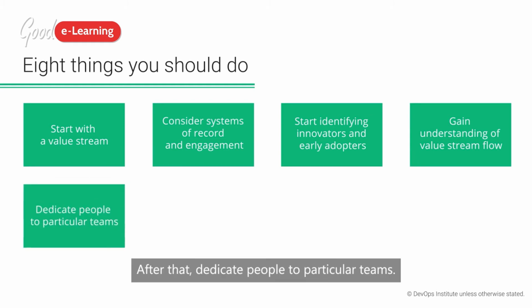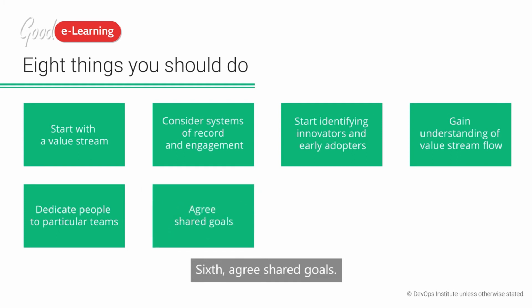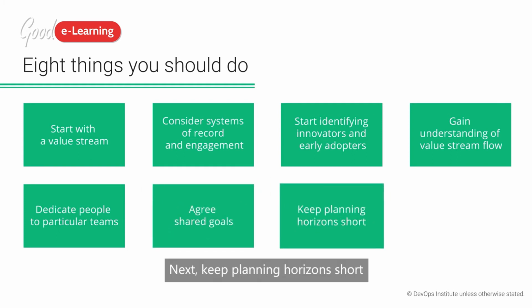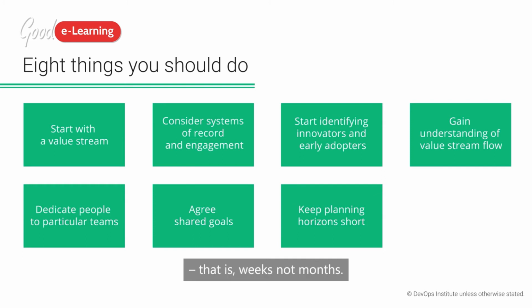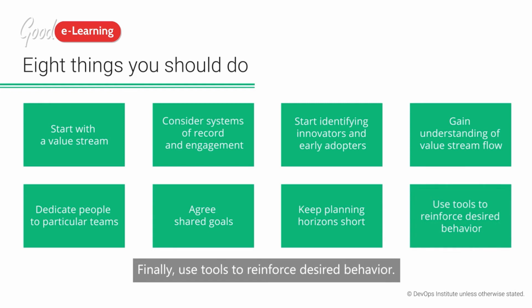After that, dedicate people to particular teams. Does this sound familiar from Spotify? Sixth, agree shared goals. Next, keep planning horizons short, that is, weeks, not months. Finally, use tools to reinforce desired behavior.